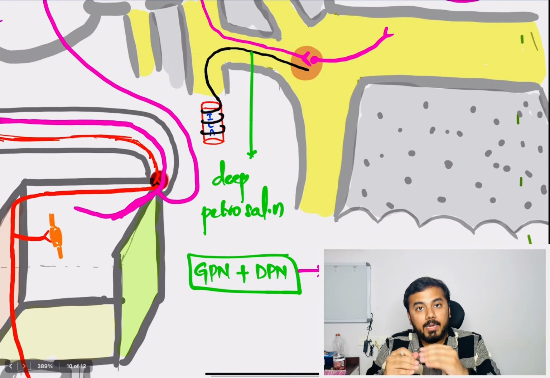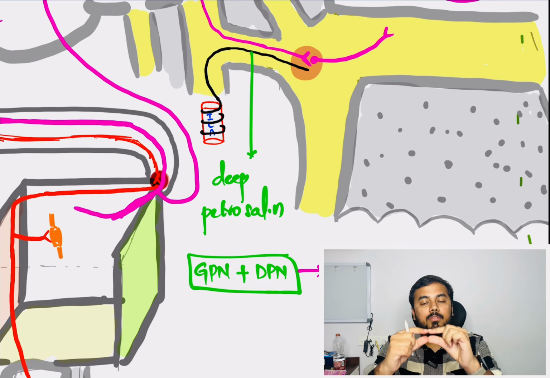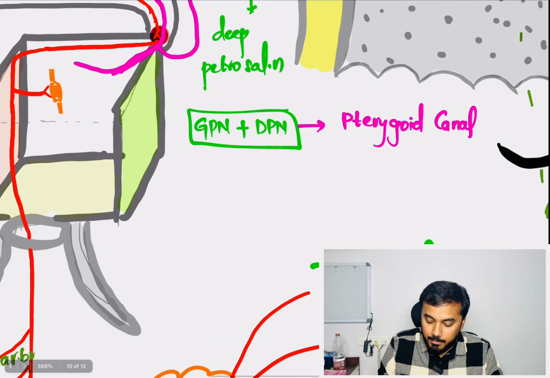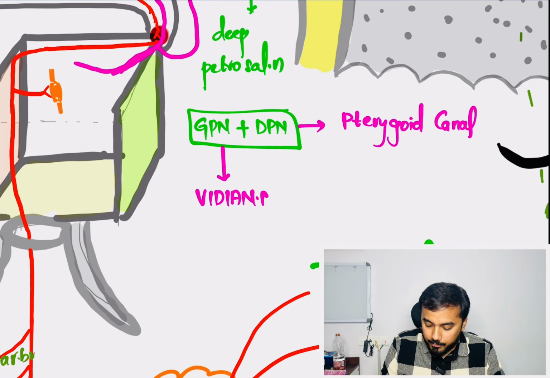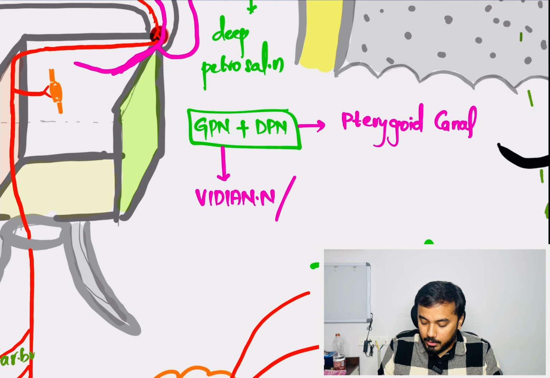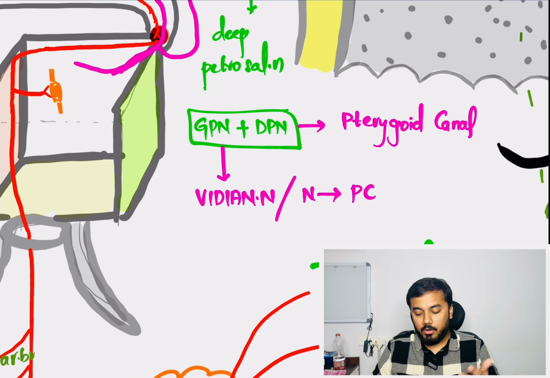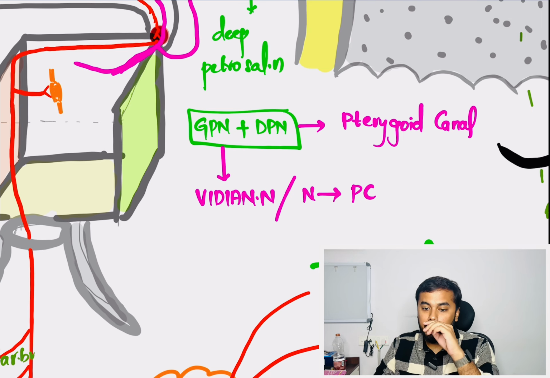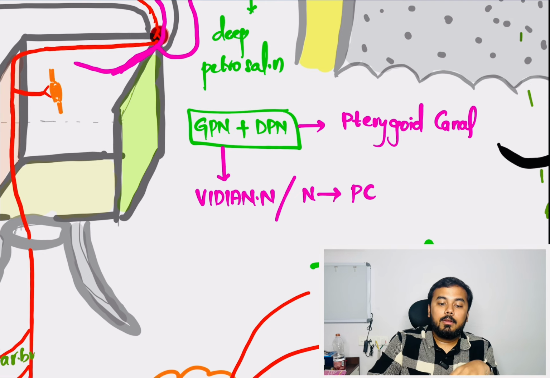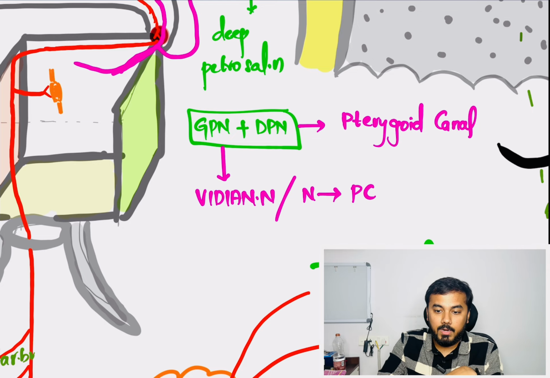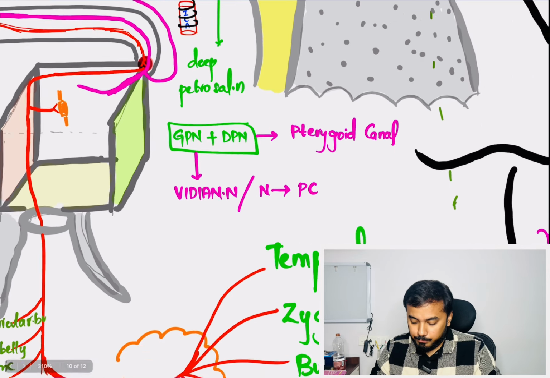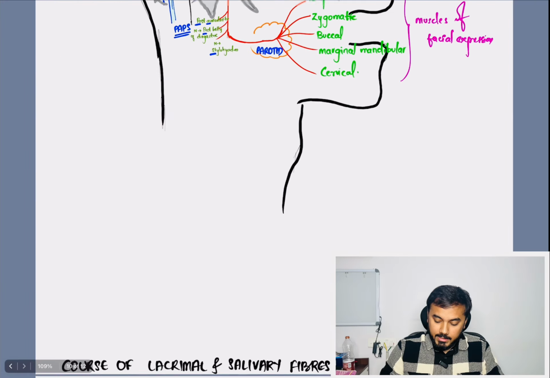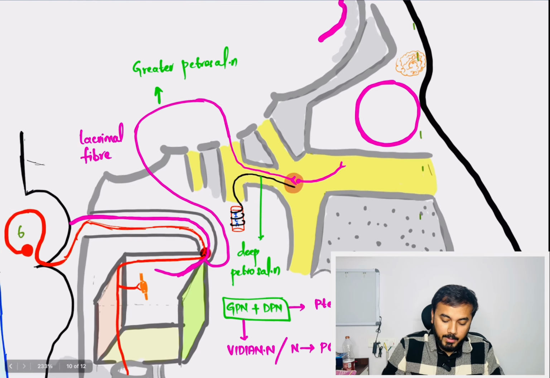अभी ये दोनों को मिला के you call them as a single nerve. That nerve is called as VDN nerve. मतलब GPN and DPN together are called as VDN nerve. और दूसरा नाम पता क्या है? You can also call it as nerve to pterygoid canal or VDN nerve. VDN nerve मतलब क्या? GPN plus DPN. Okay, so till here I hope you understood it well. Yeah, right.